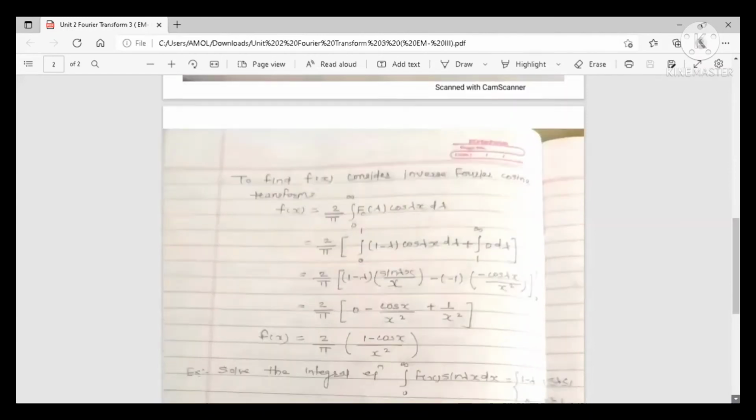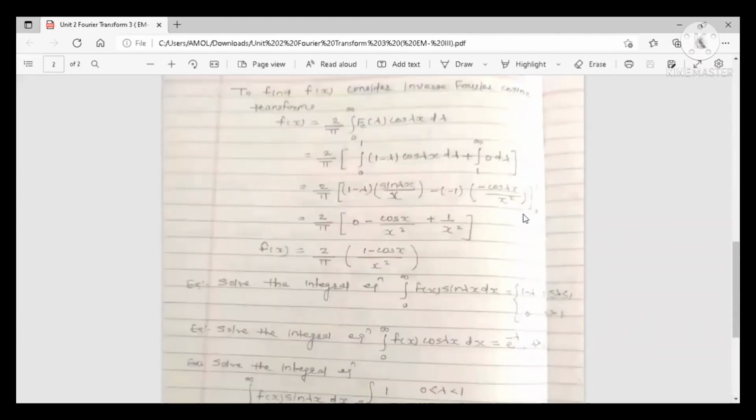Now solve this integration. 2 upon pi as it is, the first integration of 0 to 1, 1 minus lambda into cos lambda x d lambda. Now there is a product of two functions. One of them is a linear term, 1 minus lambda, and the second one is the cos function, cos lambda x. Integration is with respect to lambda. Lambda is the variable. So use here the u into v rule, because the derivative of 1 minus lambda vanishes earlier as compared to the derivative of the cos function. So use here the general formula of u into v.